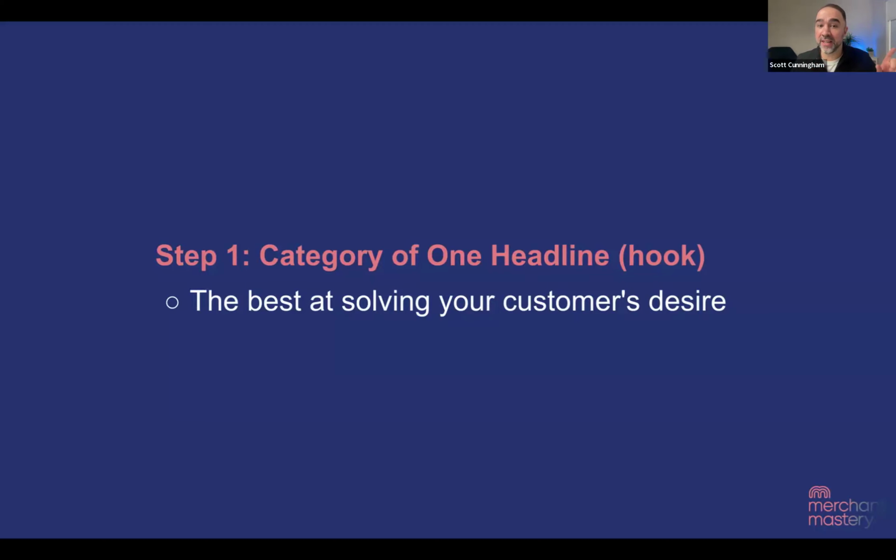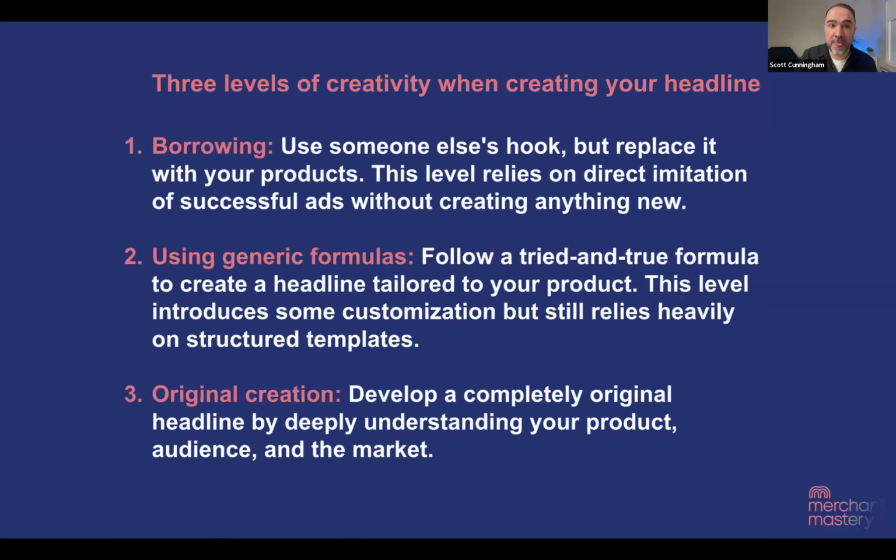In the category of one headline, we want to position you as the best at solving your customer's desire. If you want to see what the other 4 ingredients are, you can go back and watch the last session if you missed it. Specifically, we were talking about creating that hook, the headline. This is typically the longest part of the process, because if we get this one wrong, the ad doesn't work. This is the most important piece of the puzzle. If we don't compel people with the opening headline, they're not going to read the rest of the ad.